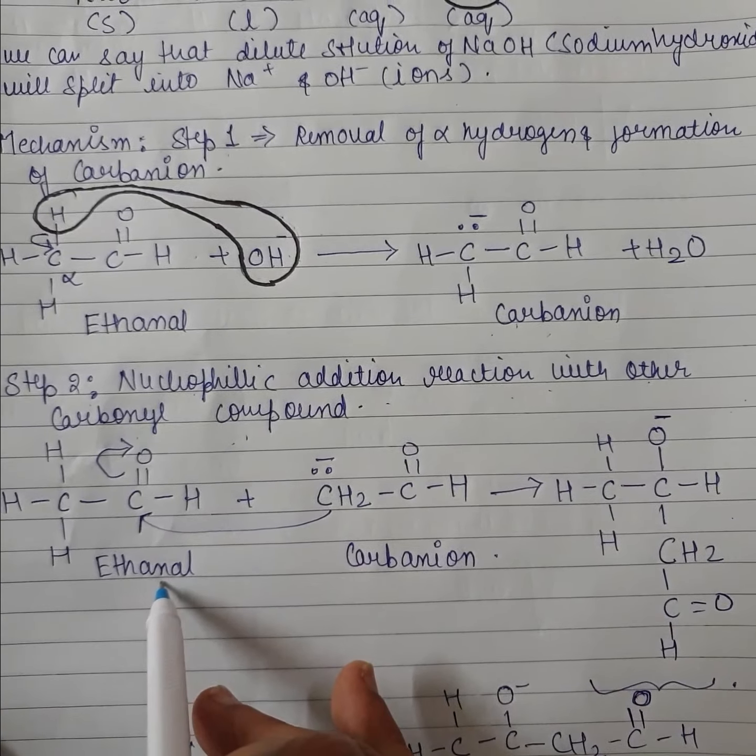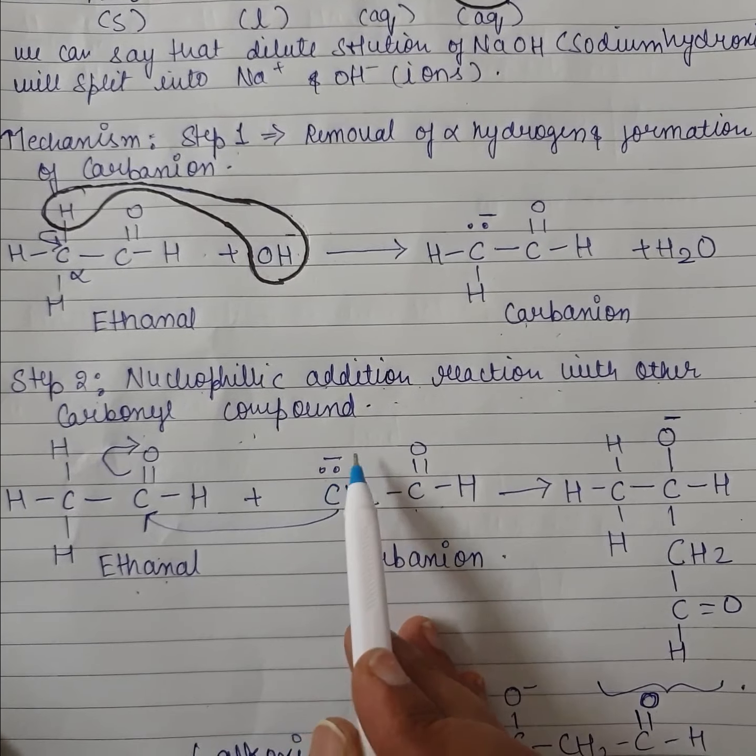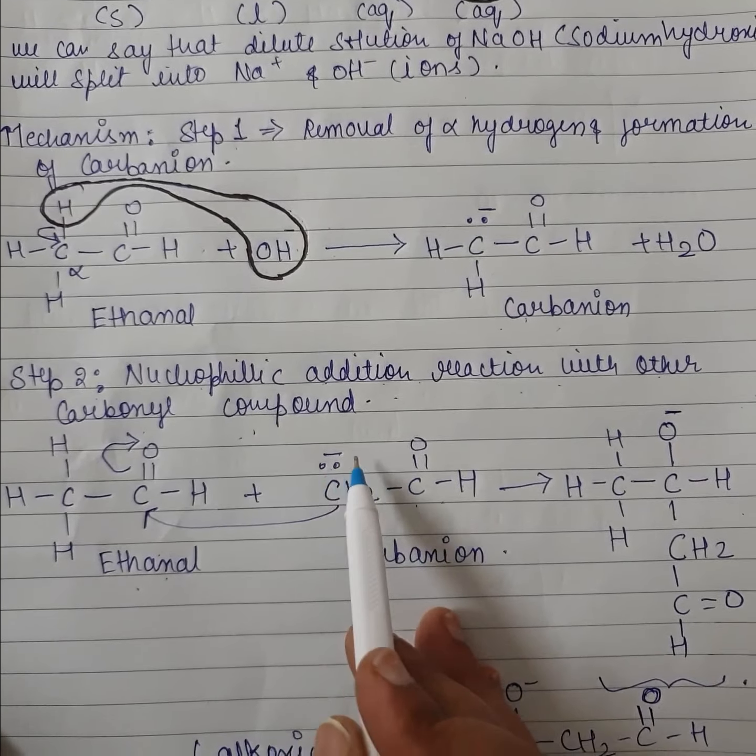So here you can see this is the ethanal molecule and this is the carbanion. So this is a nucleophilic addition reaction. Here the new ethanal molecule, when it reacts with the carbanion, you can see the negative charge present on the carbon due to these two electrons. These electrons are utilized to form a bond with this carbonyl carbon, and this double bond will break and the electrons will go to the oxygen and it will acquire the negative charge. So here you can see this is the structure.